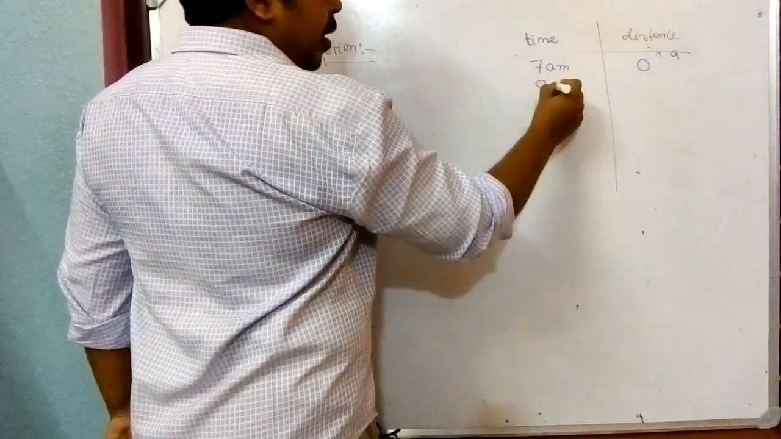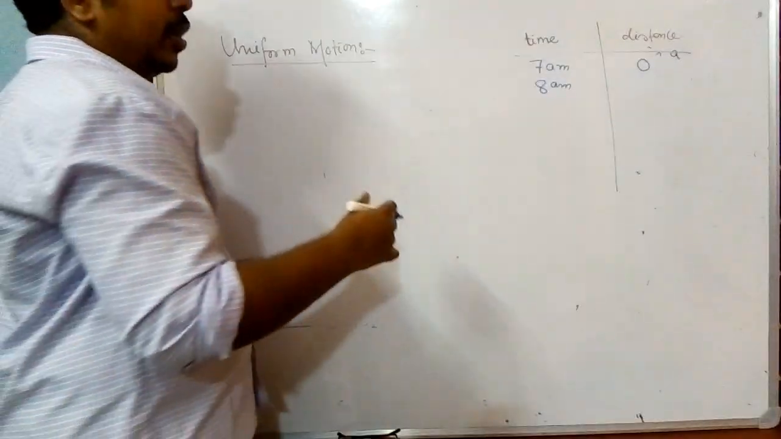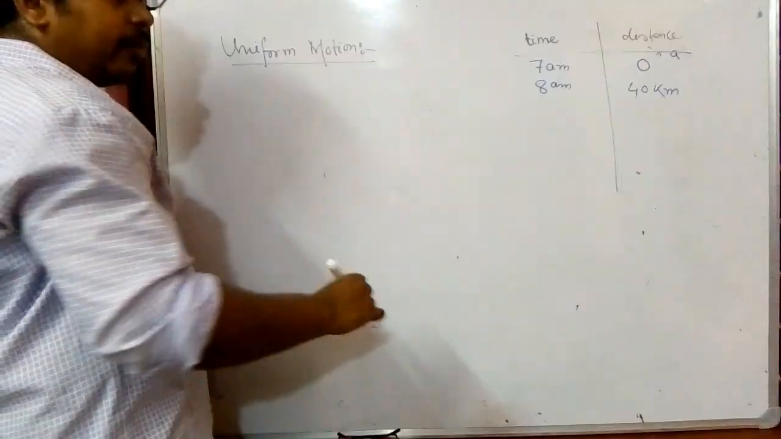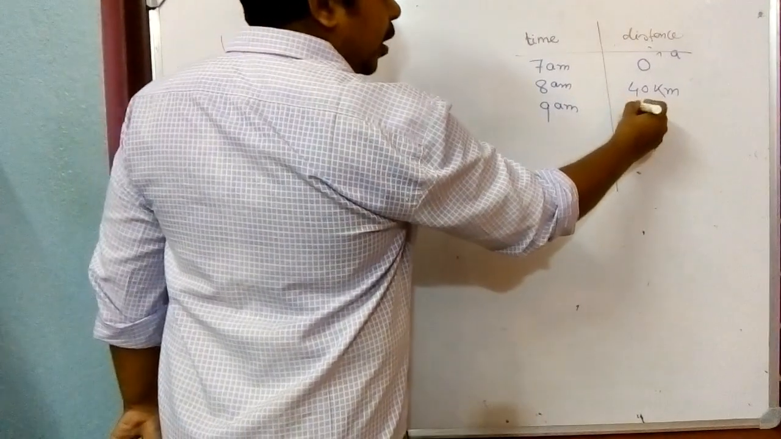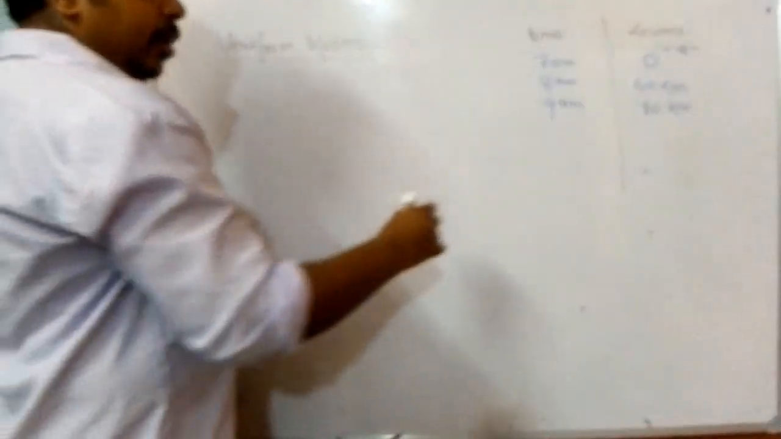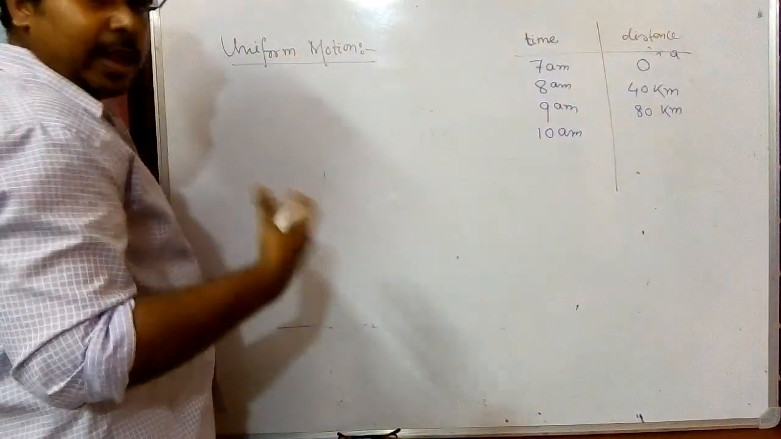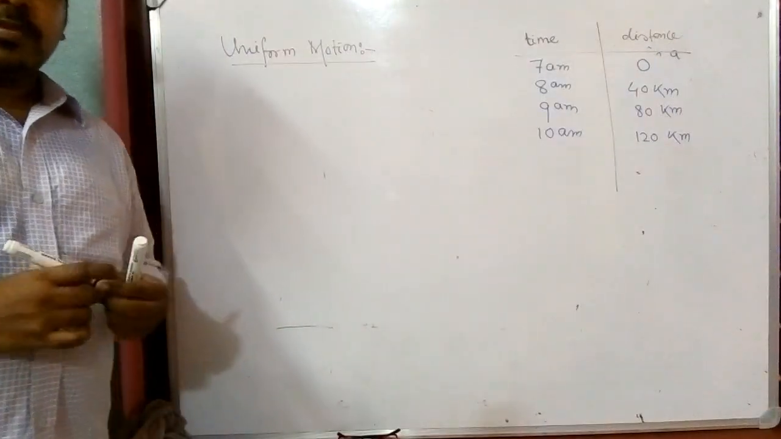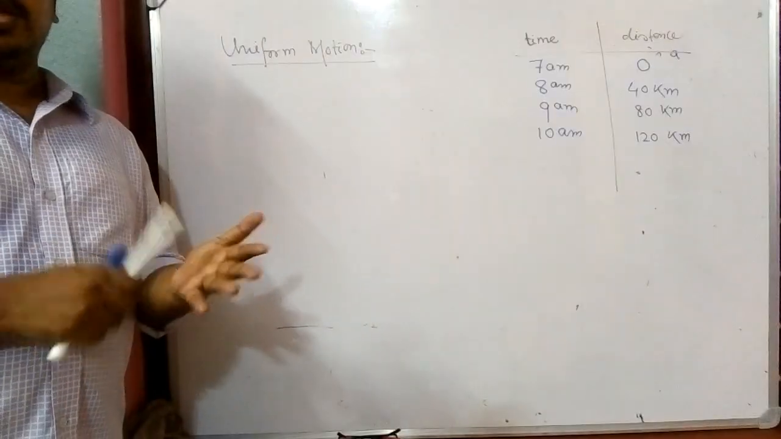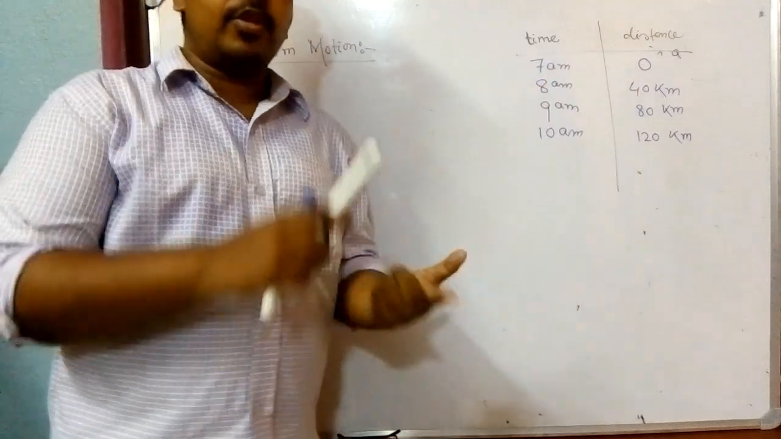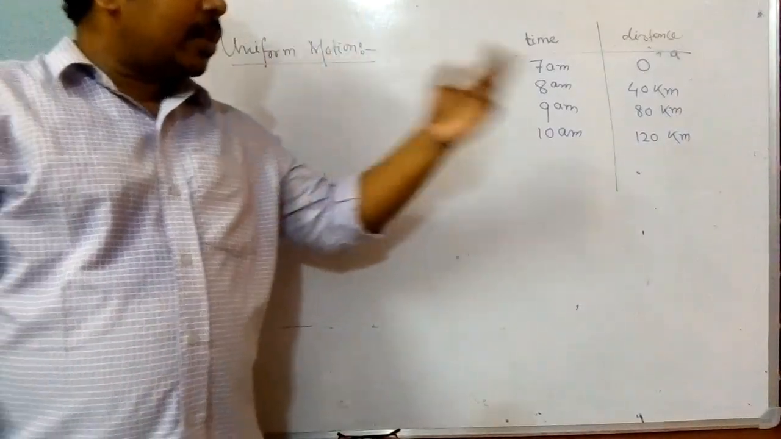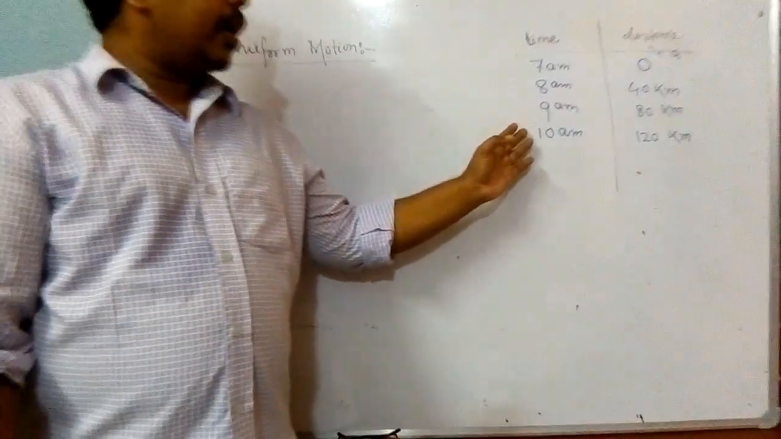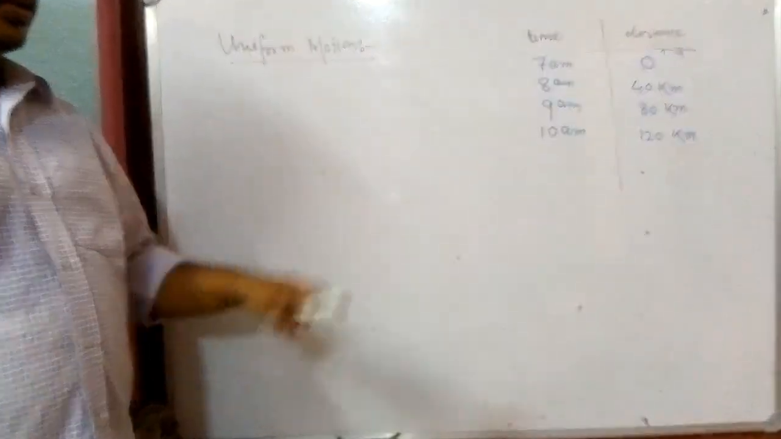Next, when I take a rest at 8 a.m., or when we look at the watch at 8 a.m., the distance I have covered, assume, is 40 kilometers. Next, when I look at the watch again at 9 a.m., I have covered a distance of 80 km. And when I stop my car at 10 a.m. for taking some rest, I see I have covered a distance of 120 km. You know, in a car or bike, how much distance you have covered can be shown in your speedometer. So when you start, your covered distance is zero. After 1 hour, you have covered a distance of 40 km. At the next hour, the total distance you have covered is 80 km. At 10 a.m., the total distance you have covered in this time period is 120 km.